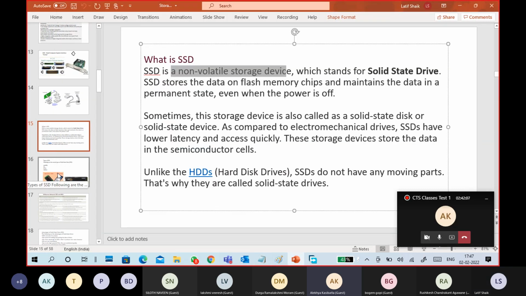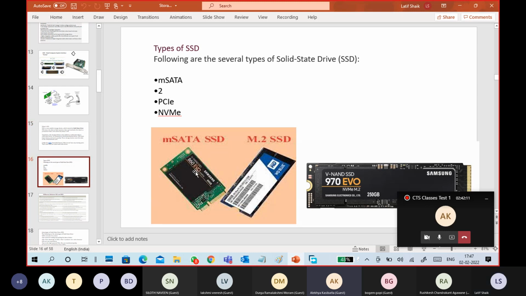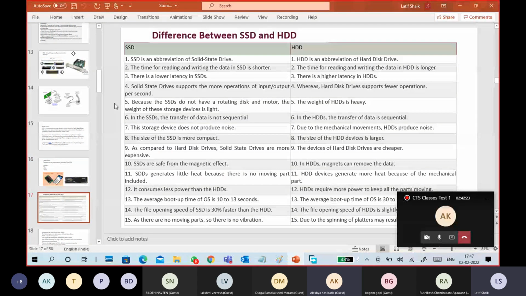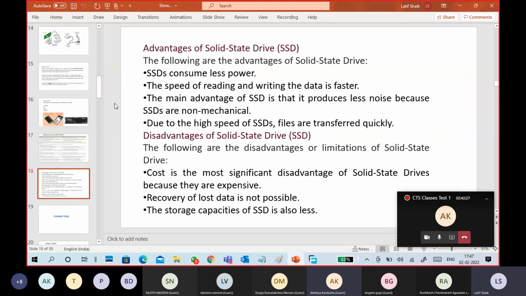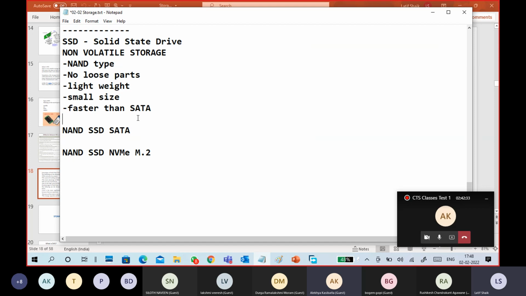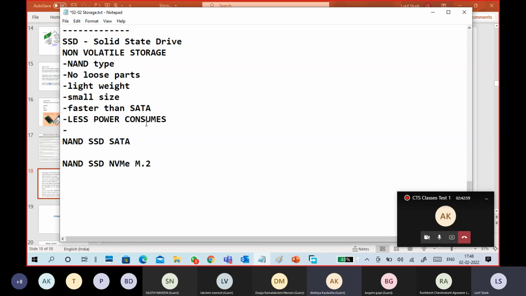If you look here, this is the normal SATA. This is the M.2 type. There are differences between SATA SSD and M.2 SSD. There are advantages and disadvantages of SSDs also, you can go through them once. Less power consumption compared to SATA. Lightweight, small size, and less power consumption.